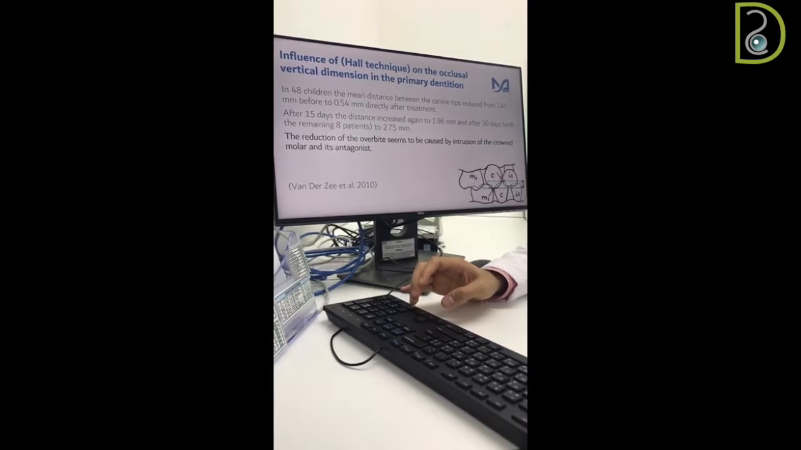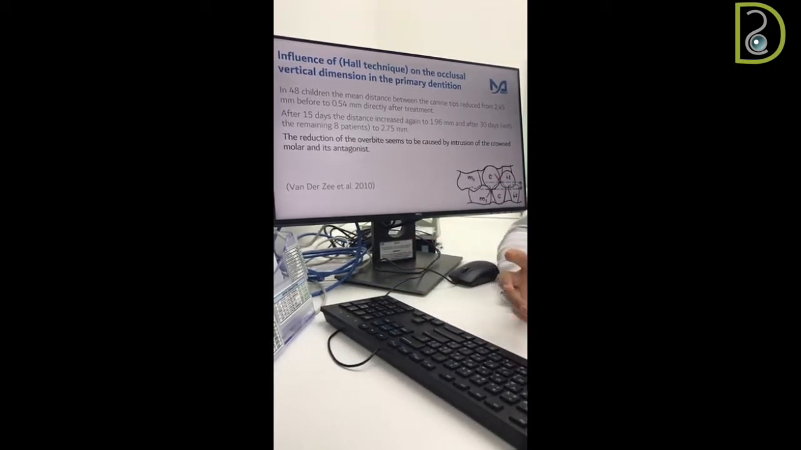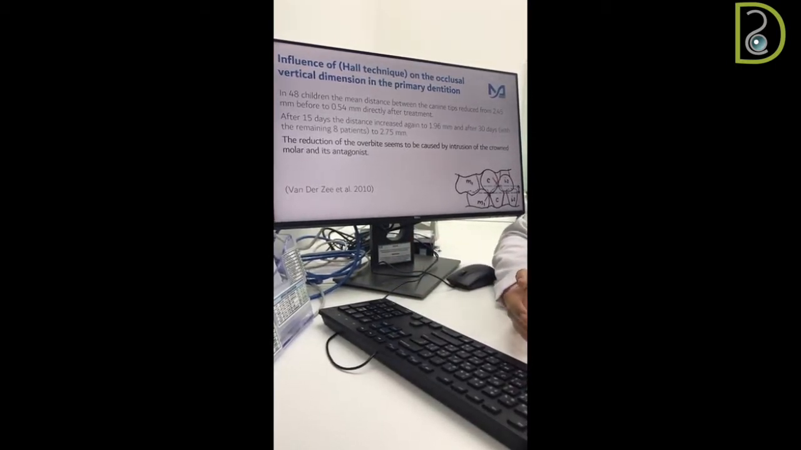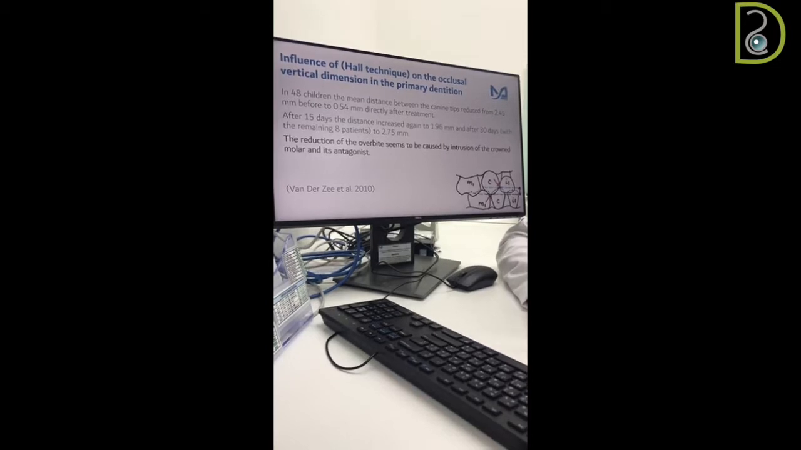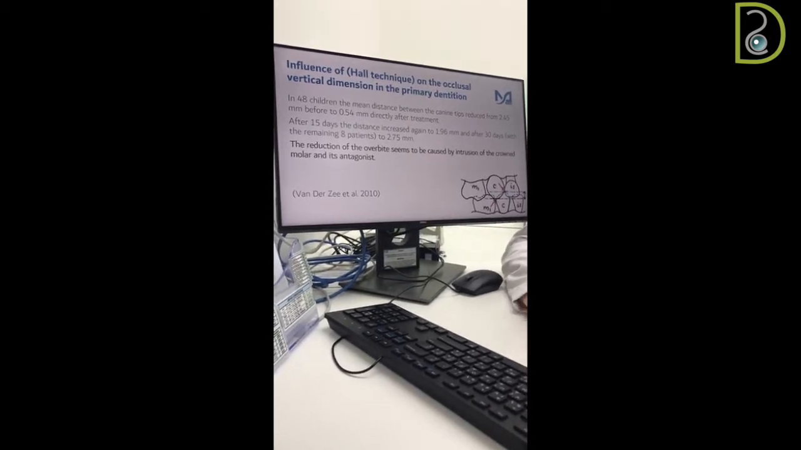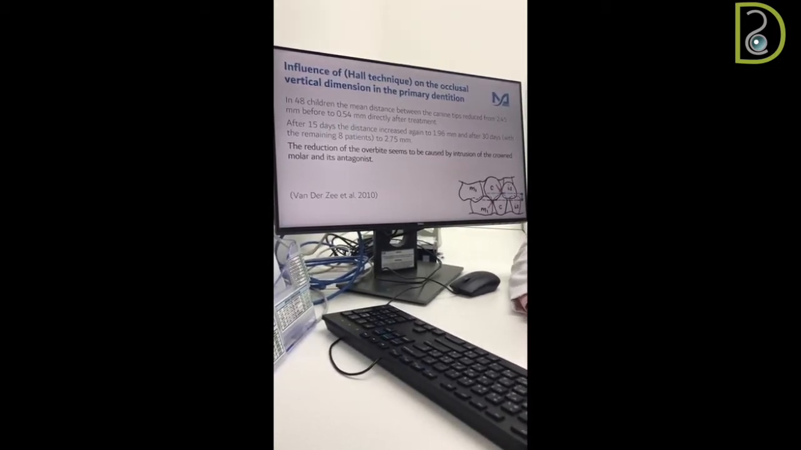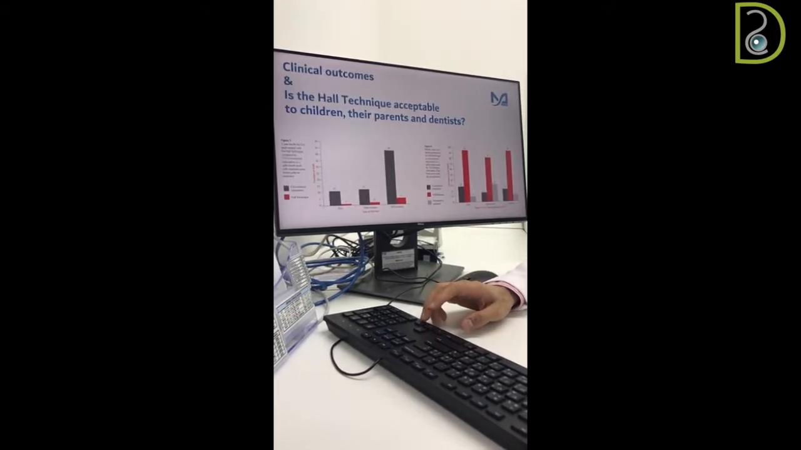So it's temporary. You need to inform the parents and the child that they might have some open bite and some discomfort from the pressure initially, but that's all temporary. Within 1 day or a few hours, they will get used to the changes in their dentition.